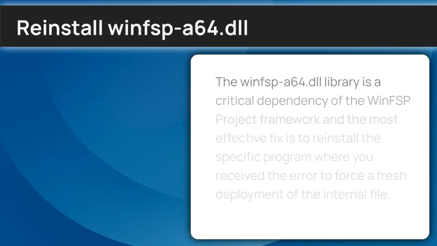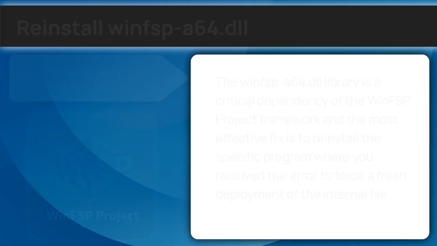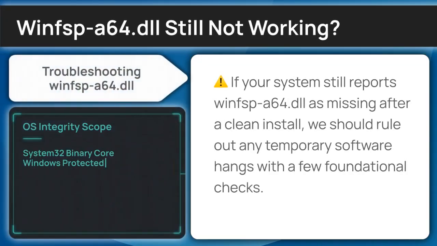The Windows File System Proxy A64 DLL library is a critical dependency of the WinFSP Project framework, and the most effective fix is to reinstall the specific program where you received the error to force a fresh deployment of the internal file. If you're still stuck after the reinstall, our next priority is to check for any active blocks in the system path.